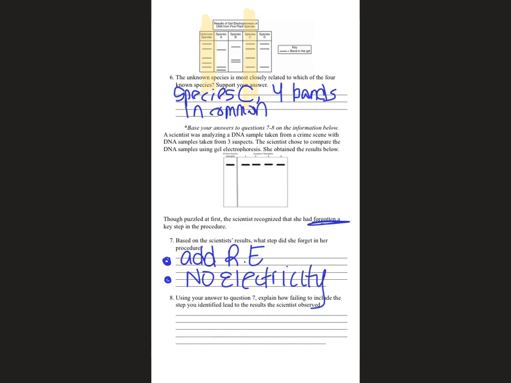So for number 8, using your answer to question 7, explain how failing to include the step you identified led to the results the scientists observed. So if the scientists didn't add in a restriction enzyme or electricity, there would be no movement from the DNA fragments.